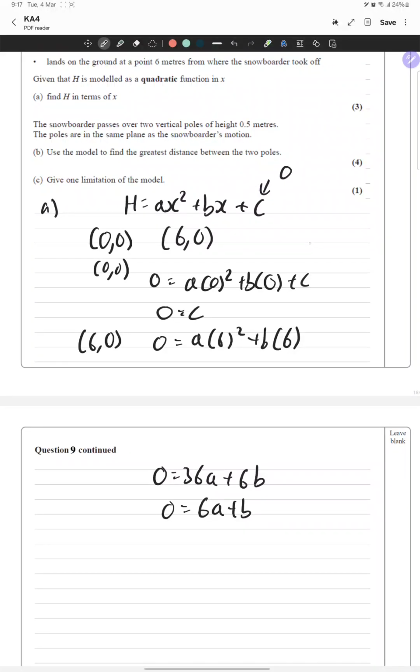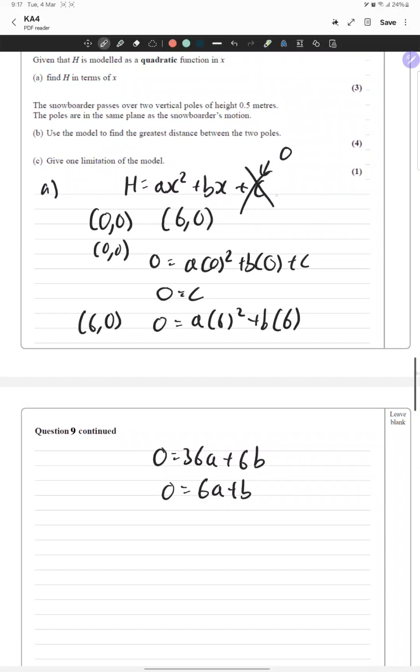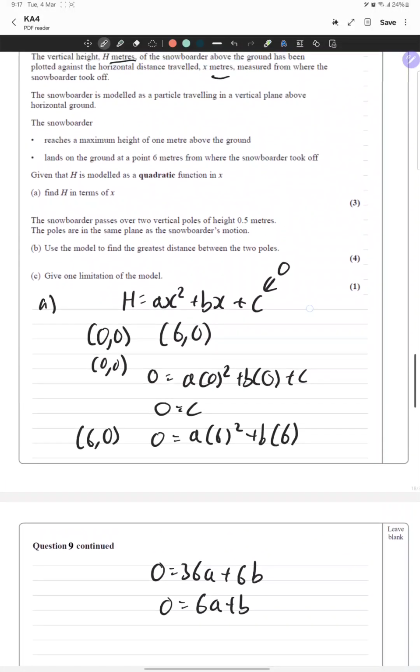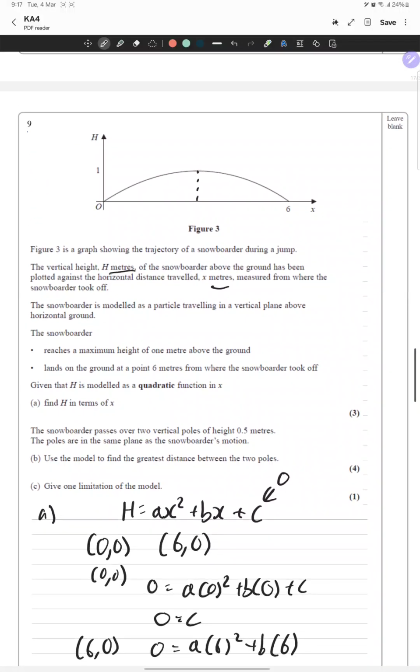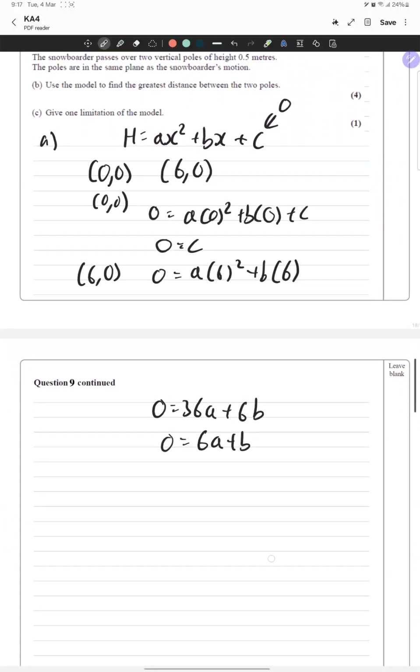Let's get rid of that. Don't do that in a real test. Now that is this highest point. The thing about quadratics is that they are nice and symmetric, so that is going to be in the middle. Between 0 and 6, it's at 3. So we now know the other point is 3, 1. Remember, we know c is 0, so we can ignore that. 1 is a times 9 plus b times 3, so 1 is 9a plus 3b.